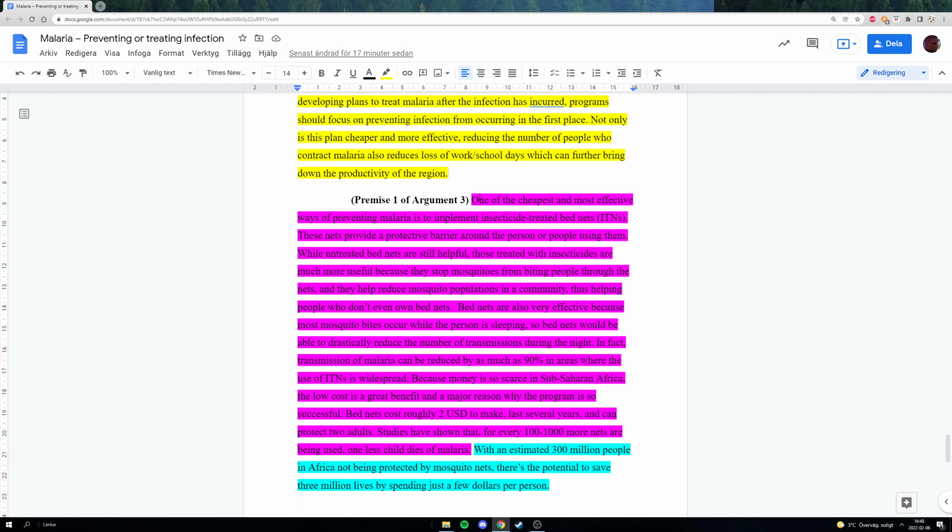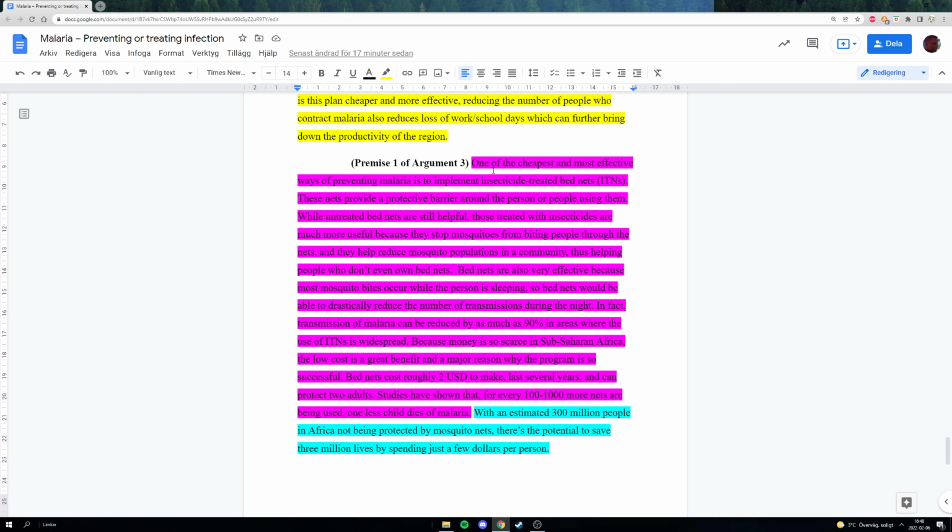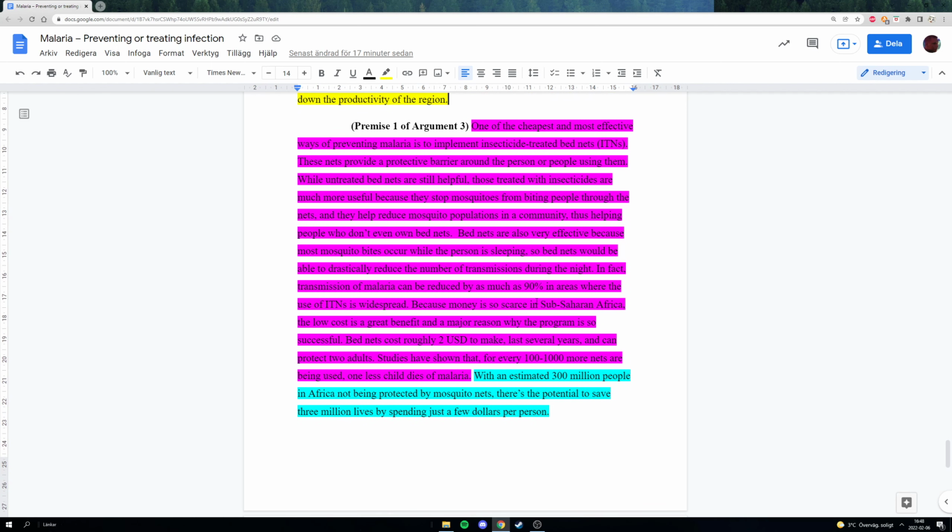And they move on to then explain what they mean by it being cheaper and more effective. And again, like we just read, they state that they can implement insecticide-treated bed nets, which is extremely cheap, but also extremely effective. And that would then help 300 million people, basically. By spending a few dollars per person, you could save 3 million lives. That's sort of the conclusion of their first argument here.